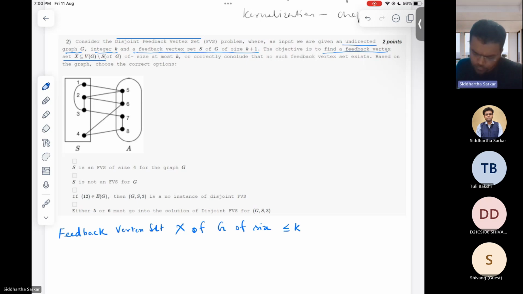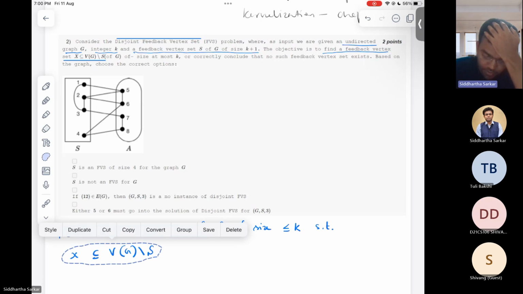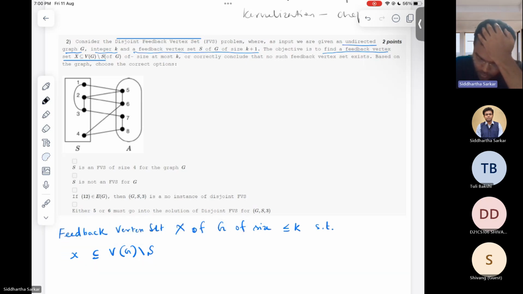Okay, so we're interested in finding the feedback vertex set X of G of size at most K. Additionally, what do we want? We want X to be a subset of the vertex set minus S. So S is given to us, and we do not want any overlap with the given feedback vertex set S. That is why it is called the disjoint feedback vertex set problem.